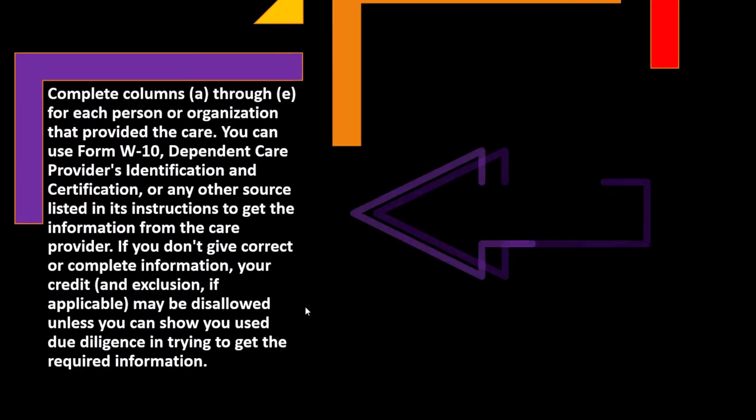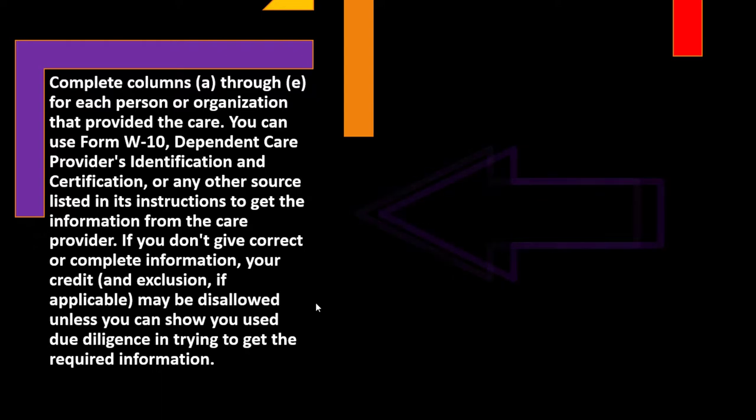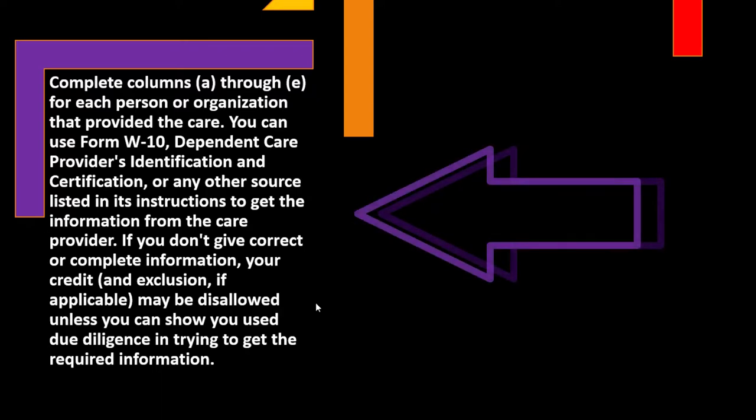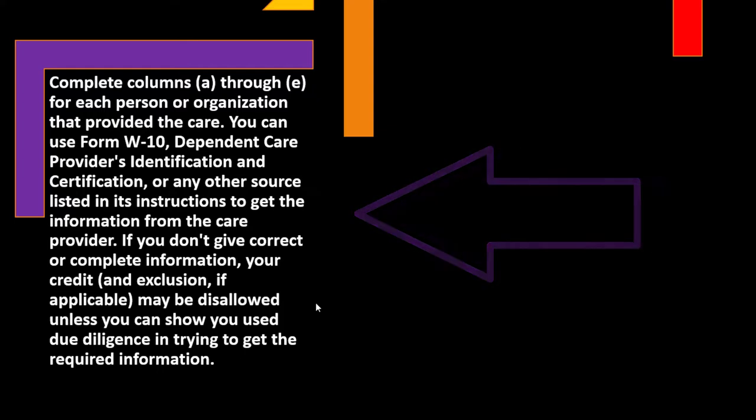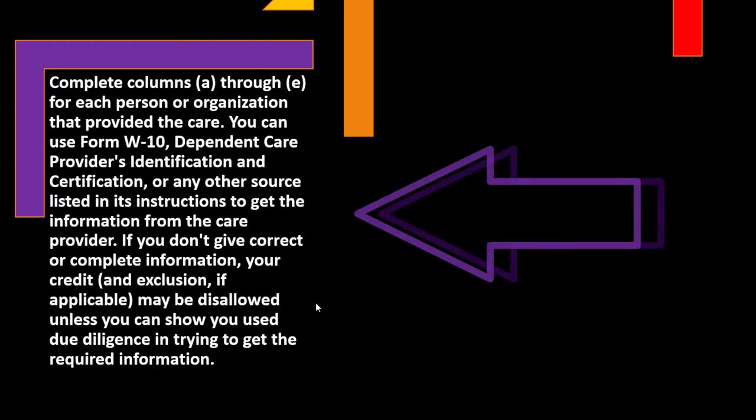So if you don't give correct or complete information, your credit and exclusion, if applicable, may be disallowed unless you can show you used due diligence in trying to get the required information. So you need the information. If you get wrong information, then you could get in trouble. They might remove the credit unless you could show that you did your best, did your due diligence in order to get the proper information.